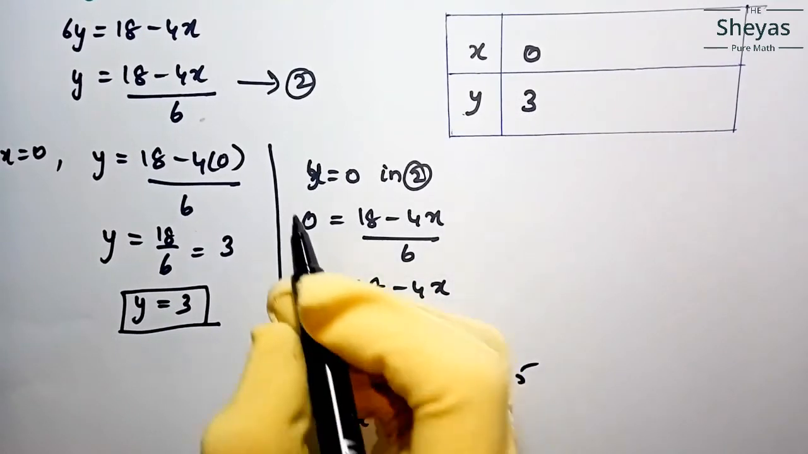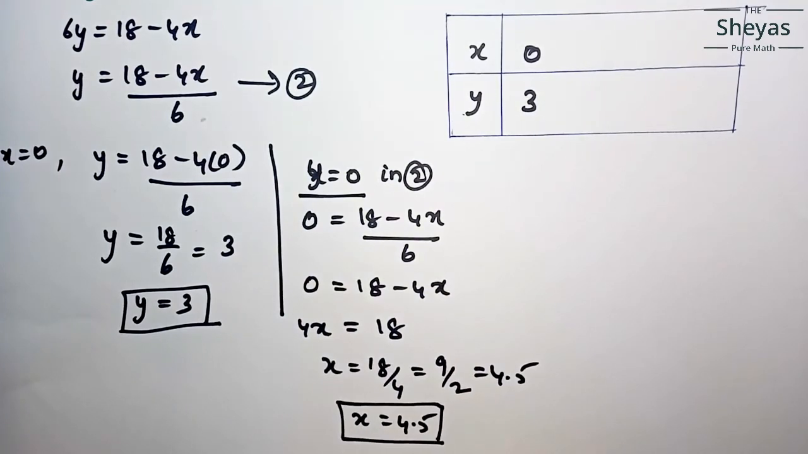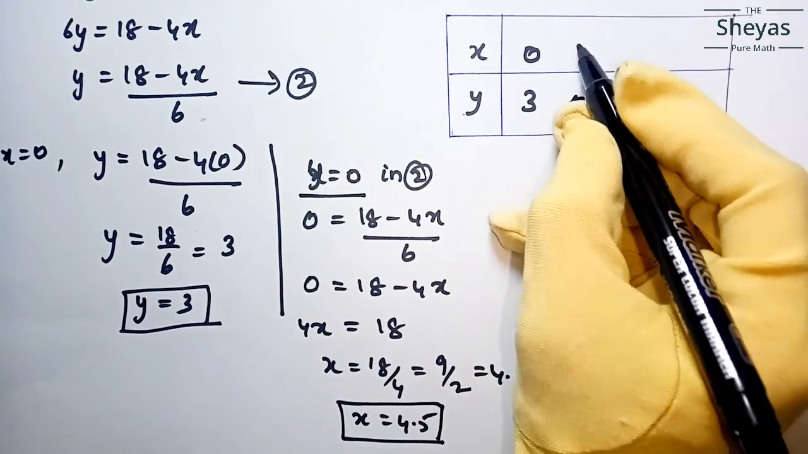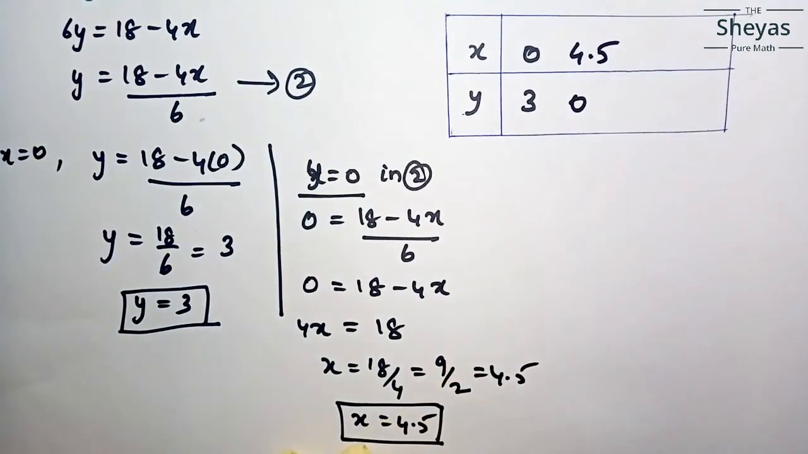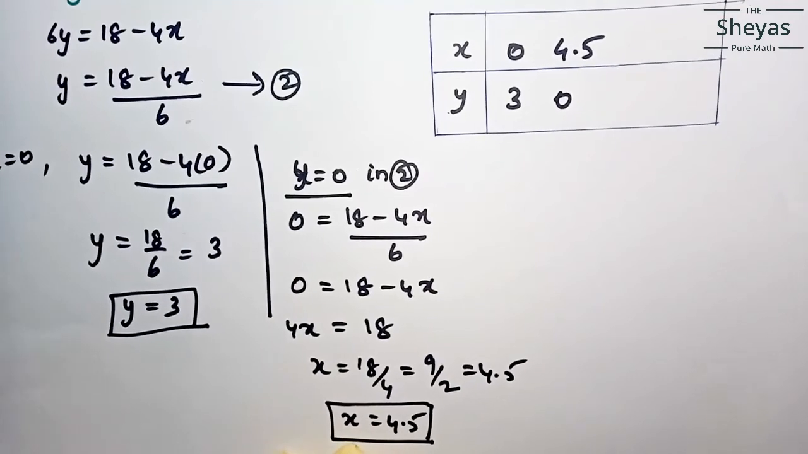So x is equal to 4.5. When you are writing y is equal to 0, you are getting x value 4.5. So here you are getting the same points like the previous equation.